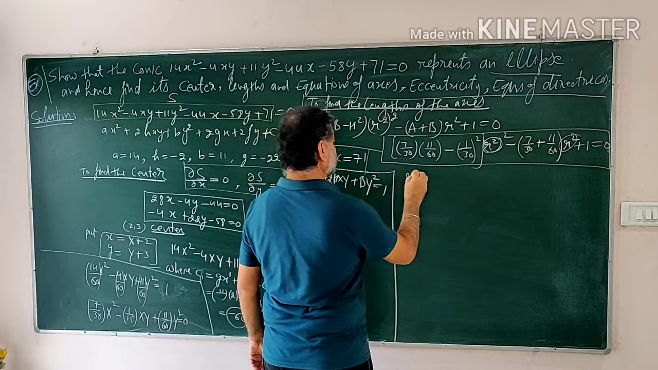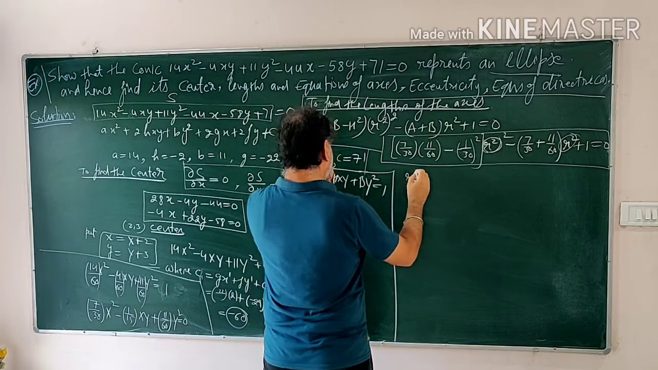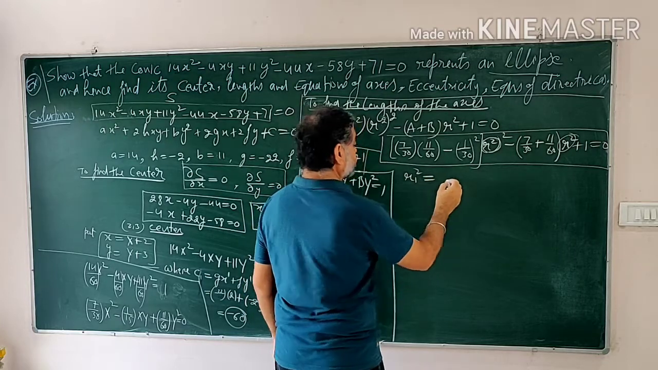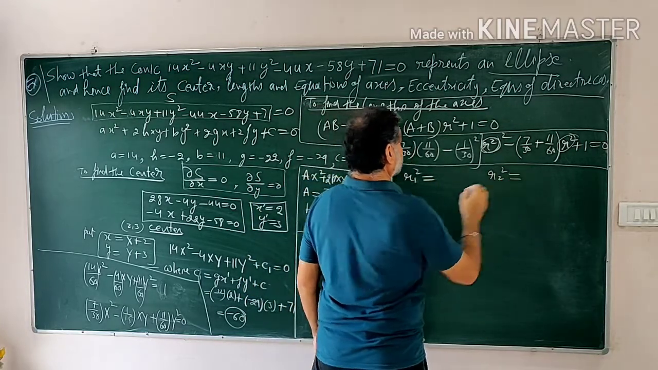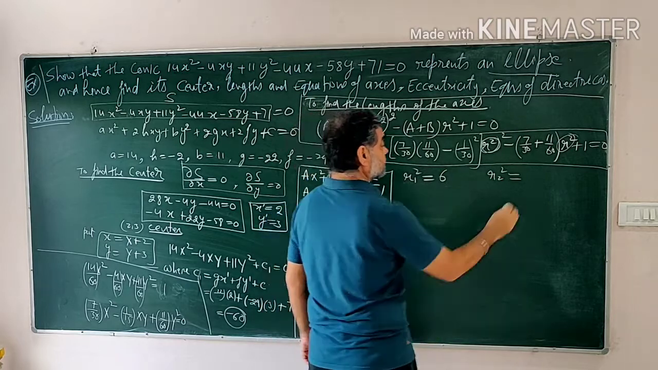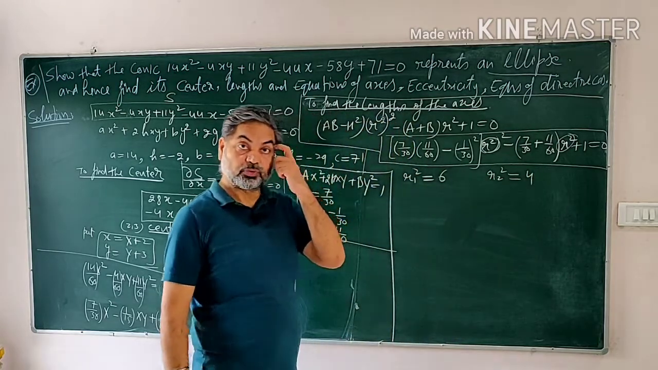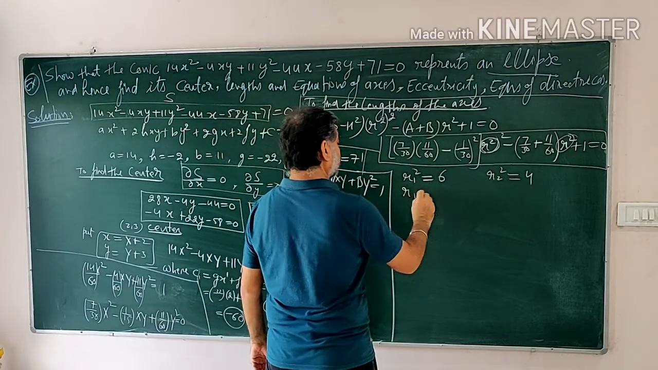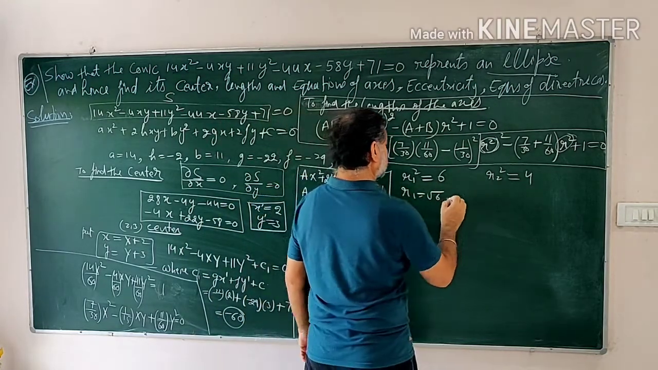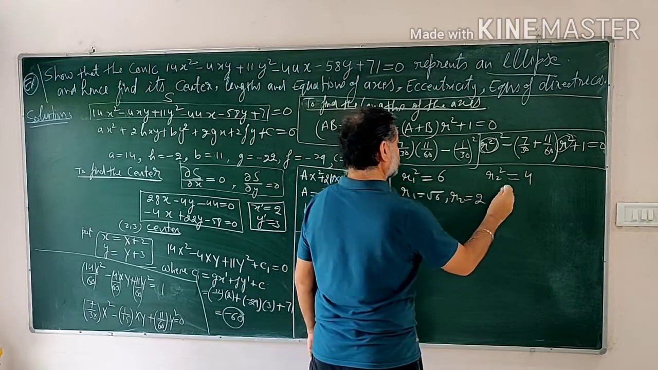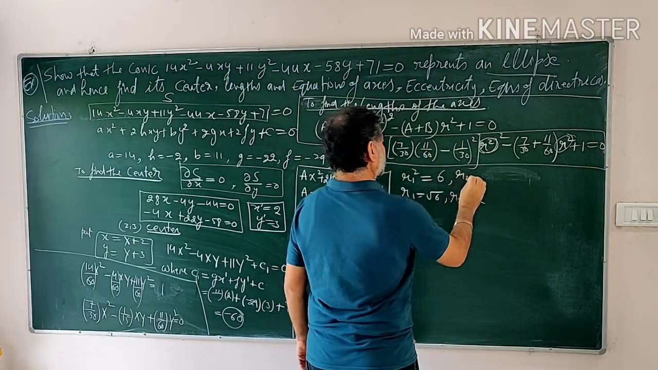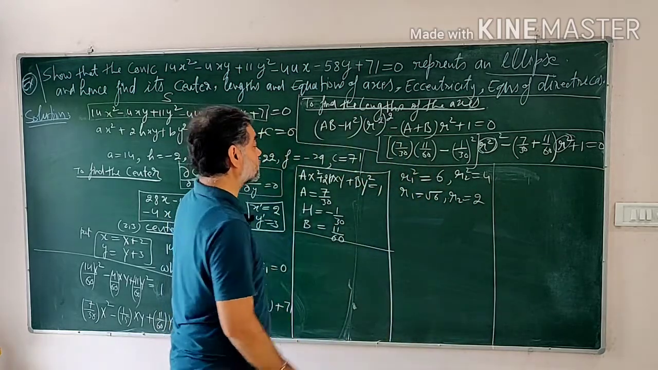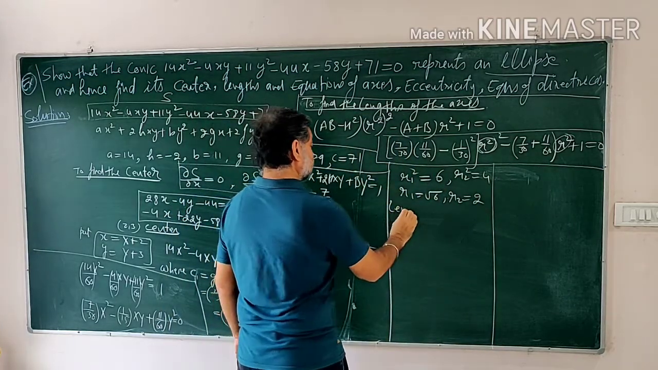When you solve this equation, you get two roots. One root is called r1 square, the other root is called r2 square. So r1 square comes out to be 6 and r2 square comes out to be 4. So from here, r1 is root 6 and r2 is 2.